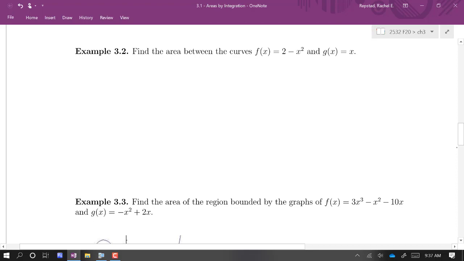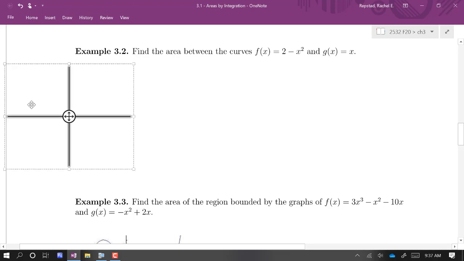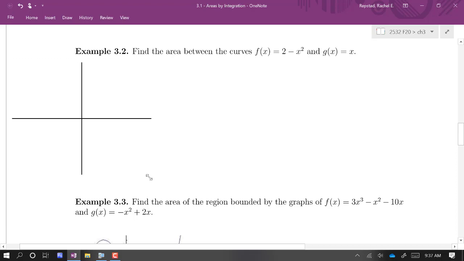Okay, let's try another one. We're going to find the area between the curves f of x equals 2 minus x squared and g of x equals x. So again, I'm going to start just by sketching these. You could throw these functions into your calculator if you want some help graphing them. I'm going to just do it freehand. 2 minus x squared is, you take the negative x squared function, like the parabola that opens down right in the middle, and then it's shifted up 2 units.